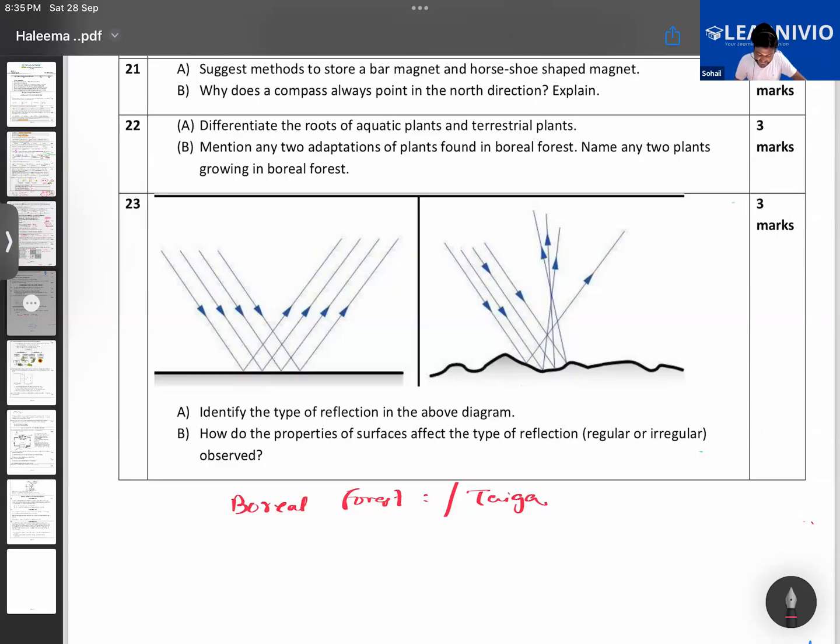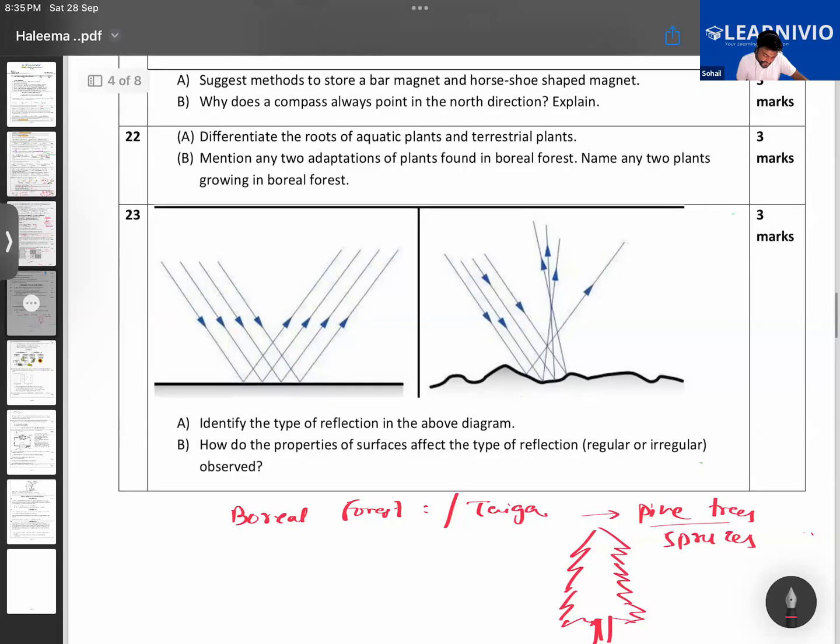The kind of trees growing here will be coniferous trees. For example, pine trees will be growing there. Coniferous trees are trees like the Christmas tree. So these really tall trees will be growing here. Pines are an example, or spruces, black spruce specifically.